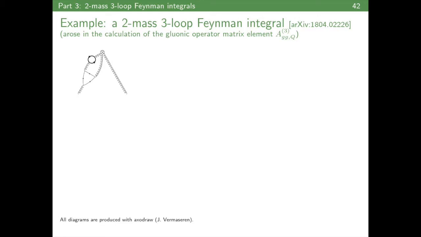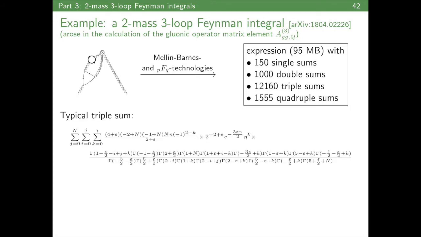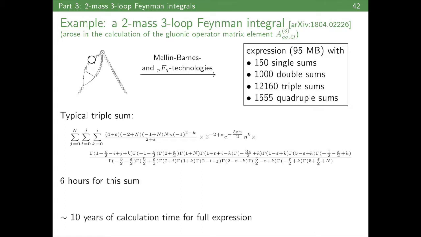It's a 2-mass 3-loop Feynman integral, so we have 2 masses inside that we have to deal with in the integral. And doing Mellin-Barnes and PFQ techniques, I got an expression of 100 megabytes of 150 single sums, 1,000 double sums, 12,000 triple sums, and 1,500 quadruple sums. Okay? One triple sum looks like that. It looks like the warm-up example. And it took about 6 hours to do the sums.